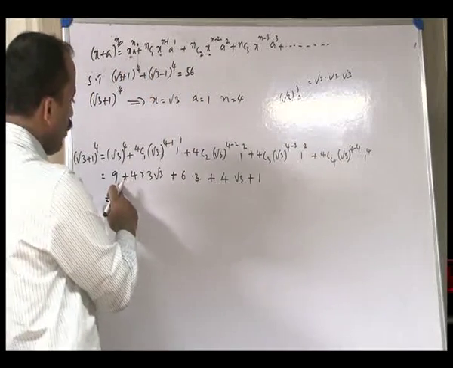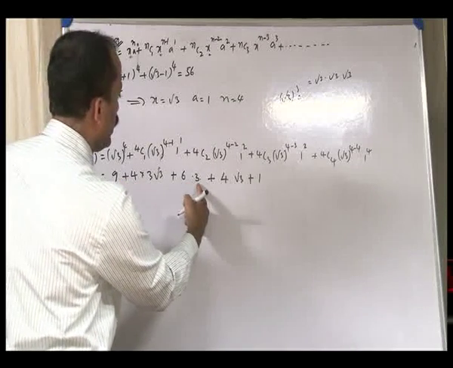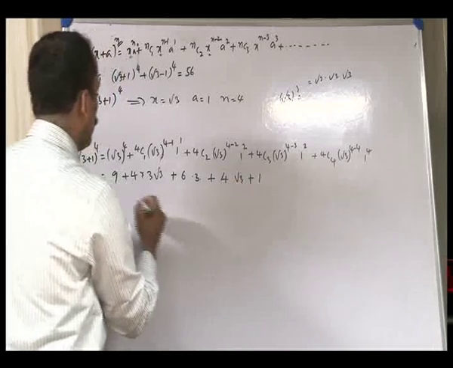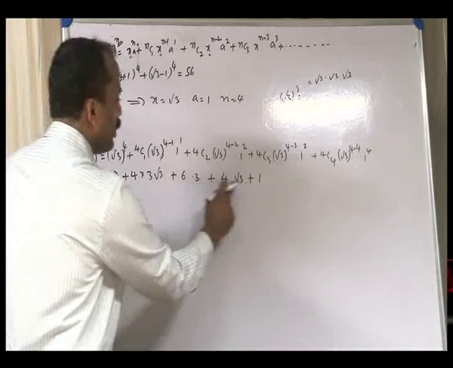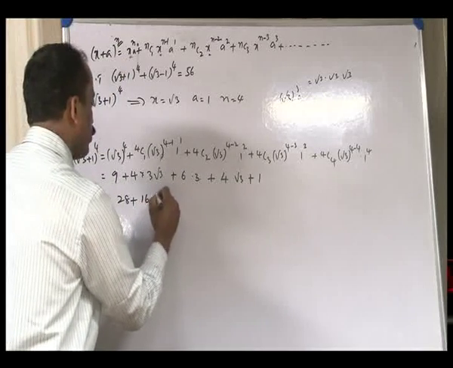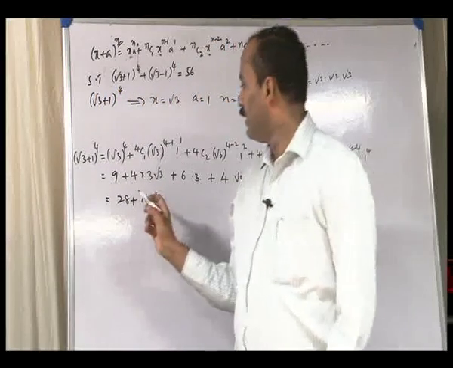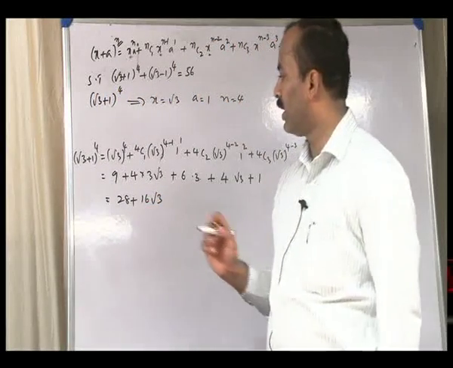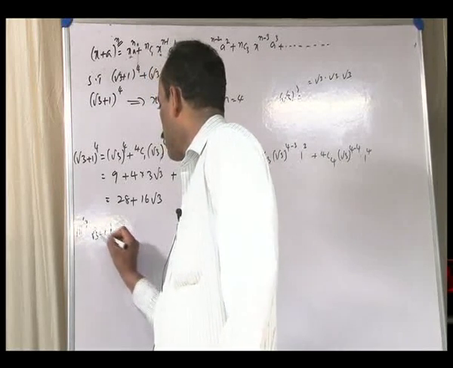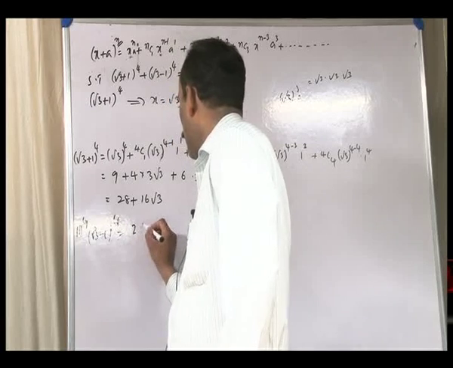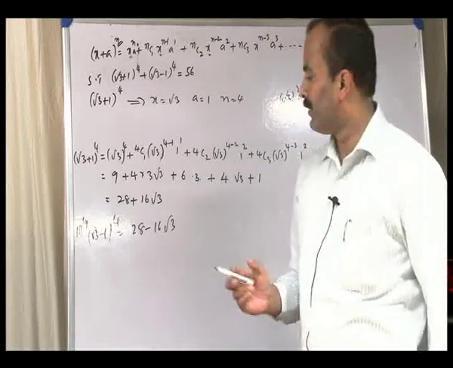Now 9 plus 18 plus 1 is equal to 28. 4 3s are 12, 12√3 plus 4√3 is 16√3. Now (√3 + 1)^4 is equal to 28 plus 16√3. Similarly we get (√3 − 1)^4 is equal to 28 minus 16√3.